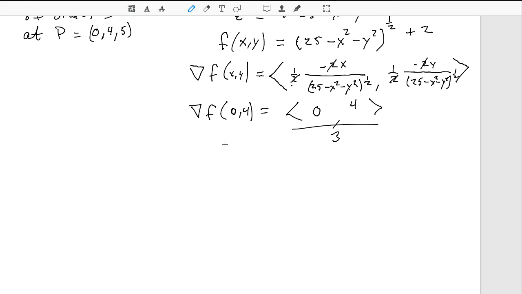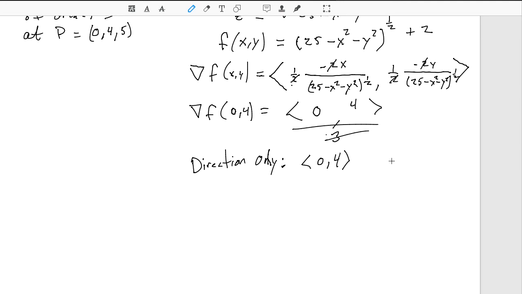All right, so here we're talking about the direction. If we're talking about the direction only, we have a vector of 0, 4 divided by some scalar 3. Because that 3 is on the bottom, who cares about that? So the direction is 0, 4.